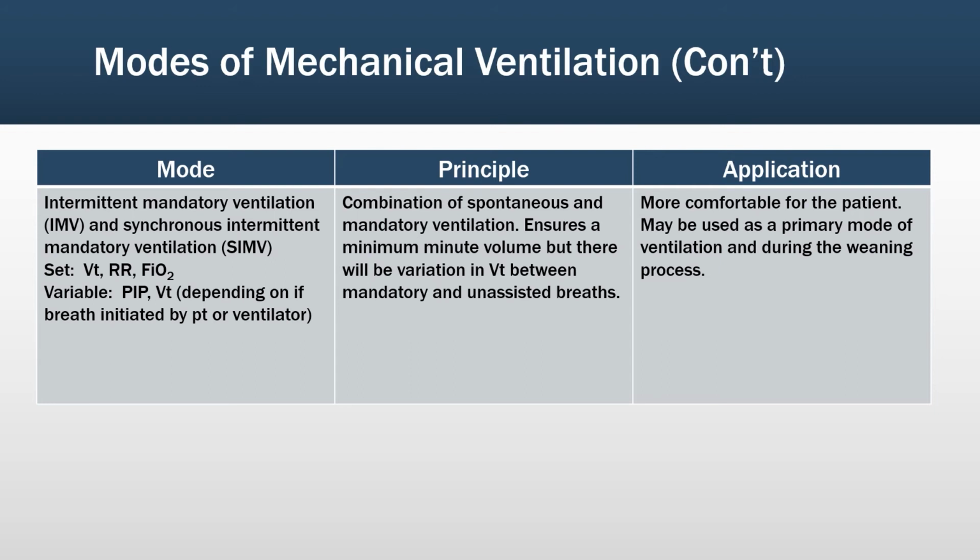The patient is guaranteed the set rate at the set tidal volume, but in any breaths initiated by the patient, the volume is variable depending on the ability of the patient to initiate and maintain the breath. This mode is generally more comfortable for the patient, and you are less likely to run into the risk of respiratory alkalosis as you would with assist control ventilation. It can be used as a primary mode of ventilation and during the weaning process, especially if the patient has atrophied respiratory muscles and requires more support from the ventilator.